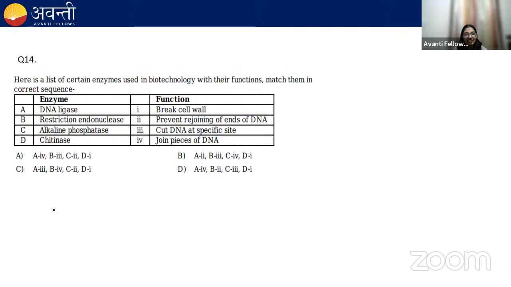Here's the list of certain enzymes used in biotechnology with the function. Match them in a correct sequence. A is DNA ligase. B is restriction endonuclease. C is alkaline phosphatase. D is chitinase. Functions are break cell wall, prevent rejoining of ends of DNA, cut DNA at specific site, join pieces of DNA.